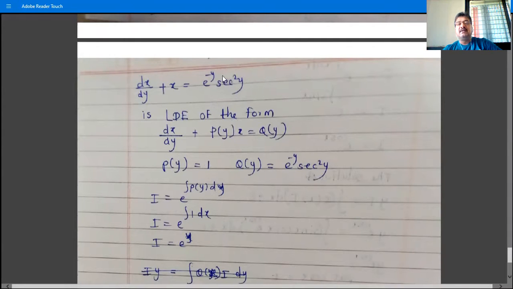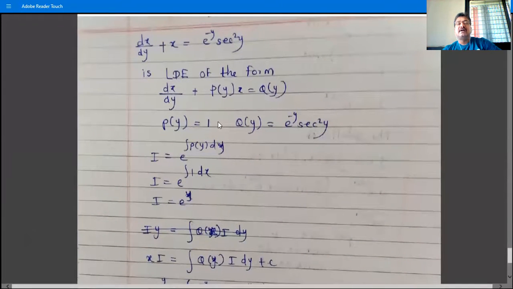So P(y) is 1 and Q(y) is e raised to minus y sec square y. So this is the other form, and we have to first find the integrating factor. Now this is the linear differential equation, so we have to find the integrating factor. What is the formula for the integrating factor? I is equal to e raised to integration P(y) dy, instead of P(x) dx.